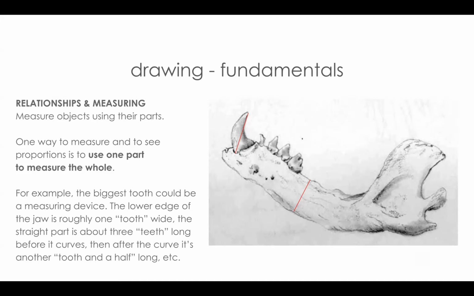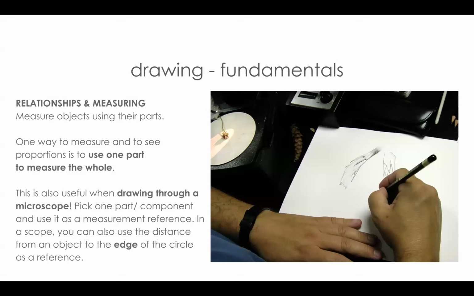This is also really handy when you're drawing through a microscope, because you can't get in there and really measure things. I mean, you can if you have a little reticle, or a little millimeter measure or something like that, but it's really handy to use the object itself as a device for measuring the rest of it.